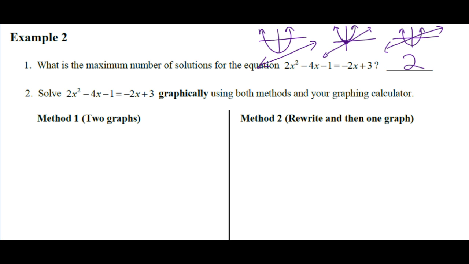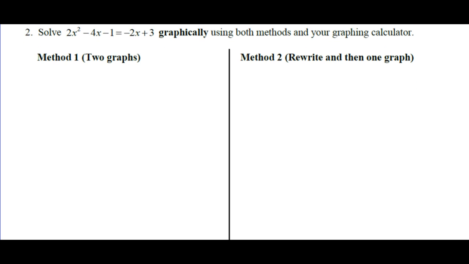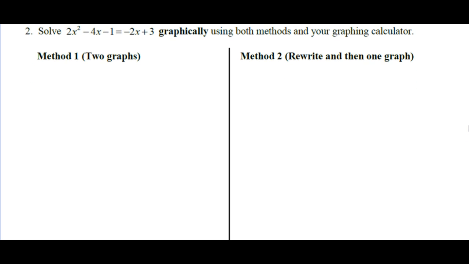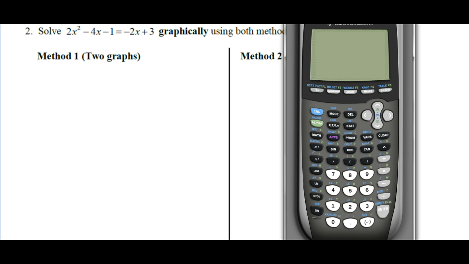Solve 2x squared minus 4x minus 1 equals negative 2x plus 3 graphically using both methods and your graphing calculator. Okay, so method 1. Turn the calculator on, go to y equals. Let's clear out whatever's in there. Clear.